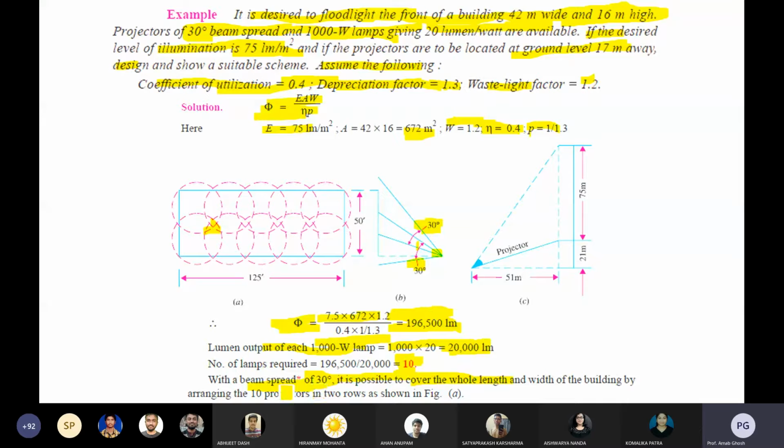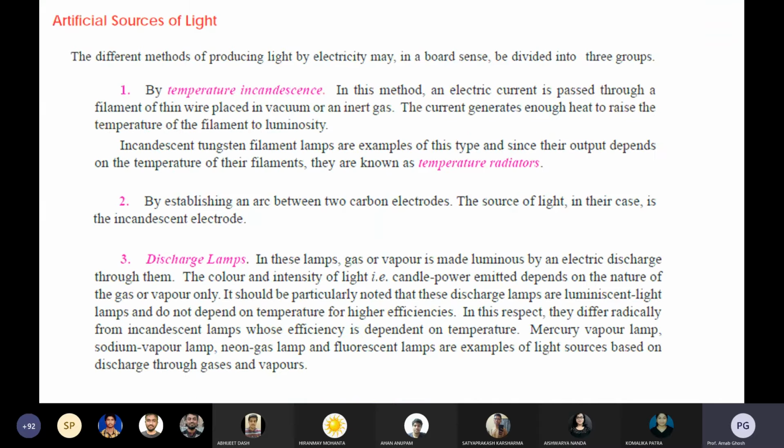So how many projectors are there? 10 projectors are required in two rows, as shown in the figure. You can see the 30° projectors, and they are arranged in such a manner that the entire portion can be illuminated. That is given here in the figure. I hope you are able to understand how that diagram will look.